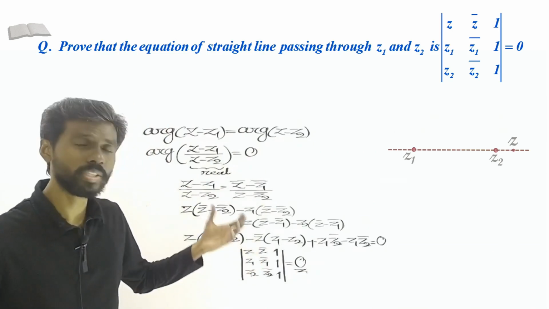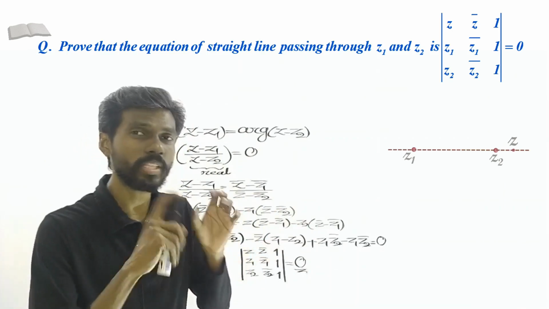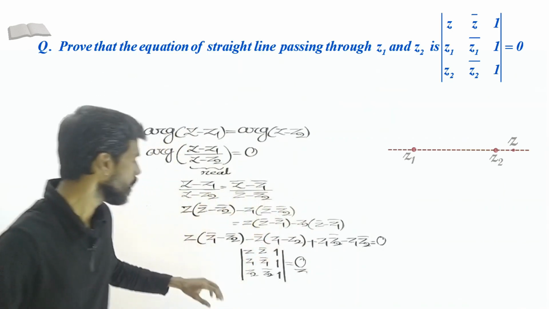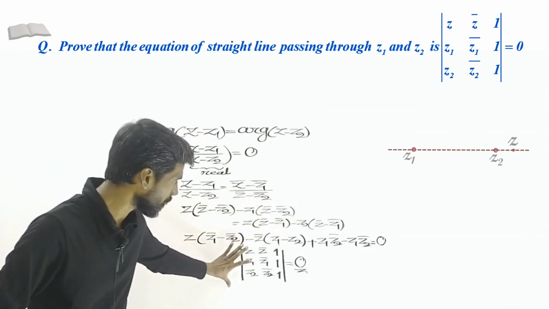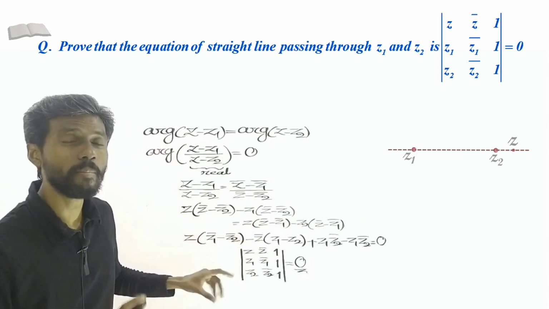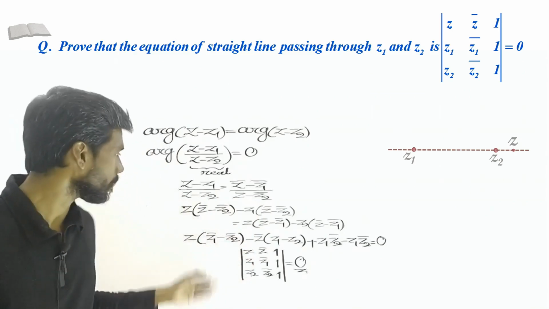It is the same equation we wrote in the last question also, but there we had a parameter t. With respect to the parameter it varies, but here this is written in terms of only the given values. So this is the equation of the straight line passing through the 2 points z1 and z2.